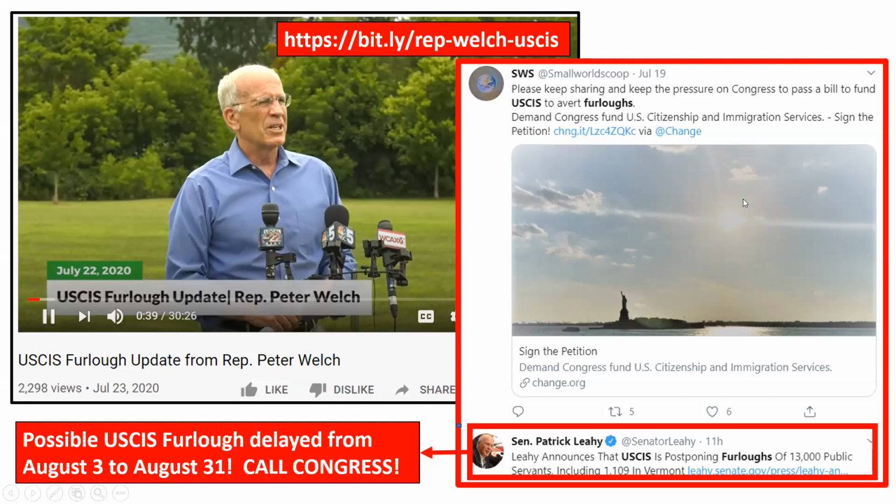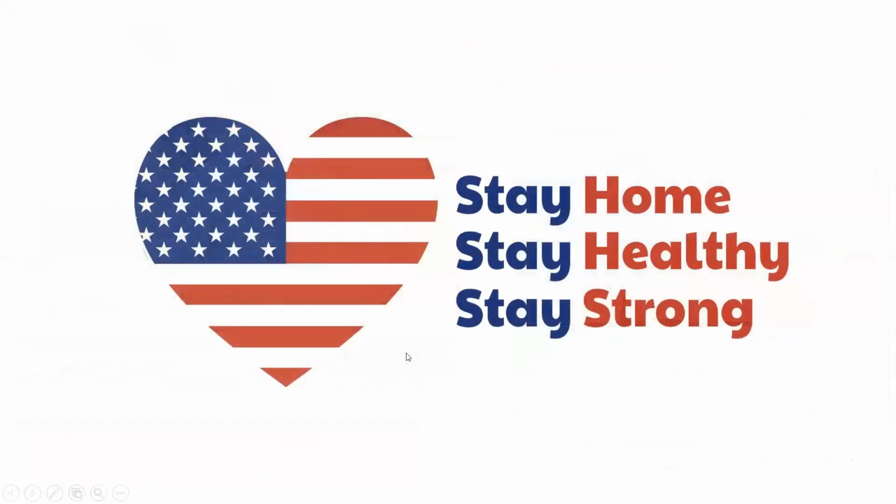Here's an example of a campaign to fully fund it. This is change.org, and they ask people to go and sign petitions online to pursue full funding for USCIS. Well, it's good news that it's going to be delayed. That's for sure. So that's it for August 3rd. August 3rd is right around the corner. So we are happy.